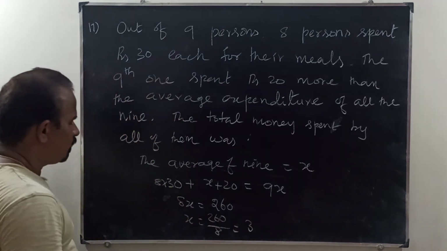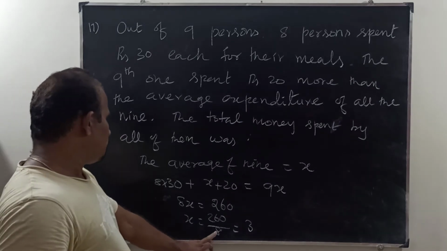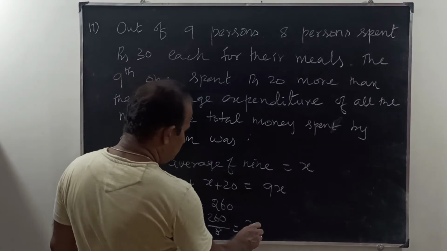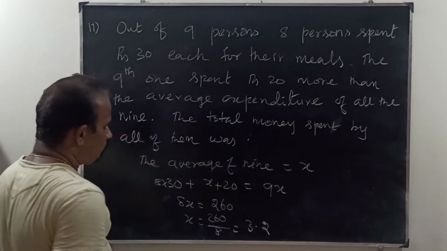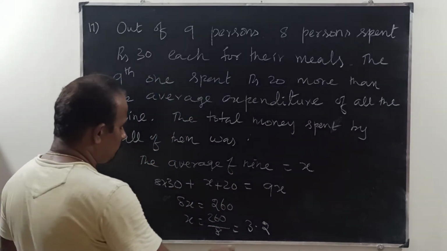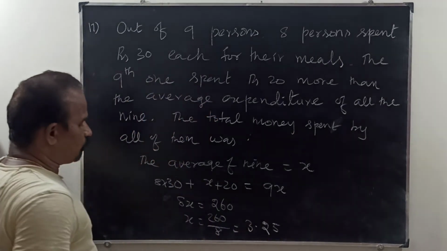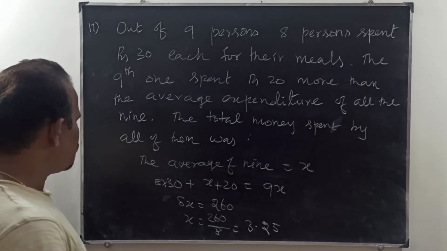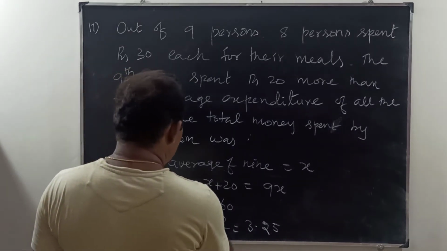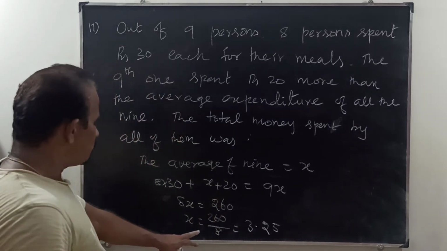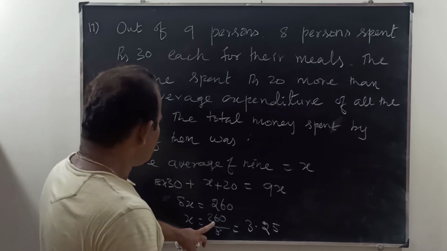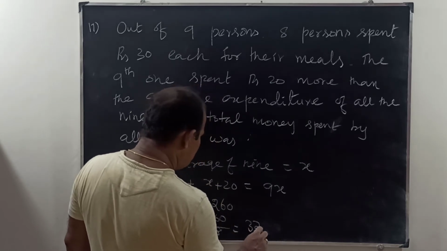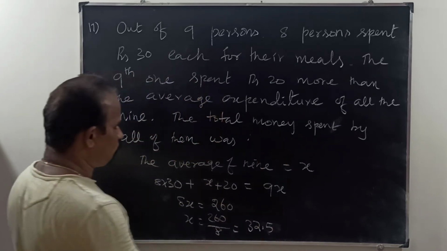260 divided by 8 gives 32.5. This is the average. So x is equal to 32.5.